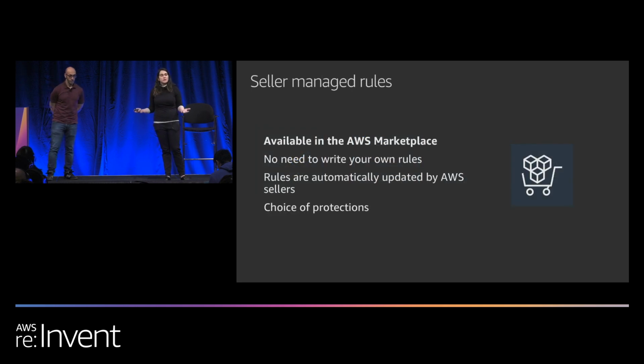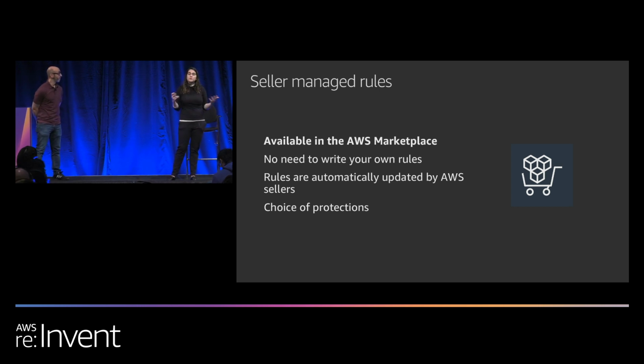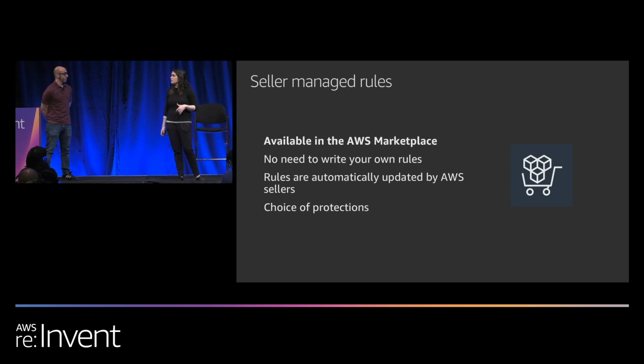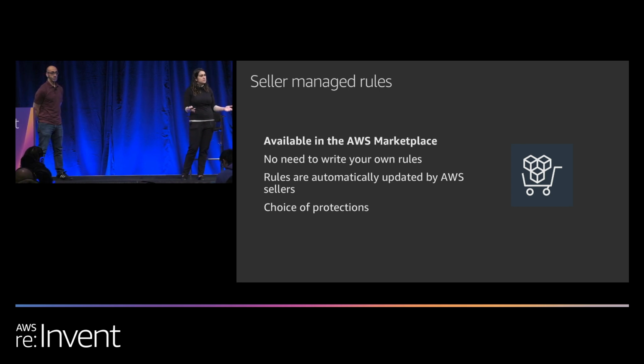So starting with managed rules, many of you may be familiar that in the AWS Marketplace, we have a myriad of choices of different seller managed rules. Some of them, for example, are based on the OWASP Top 10 that we talked about earlier. These rules are automatically updated by AWS sellers, so once you subscribe to them, there's not much else that you need to do other than to decide if you want to keep using them or take on more.